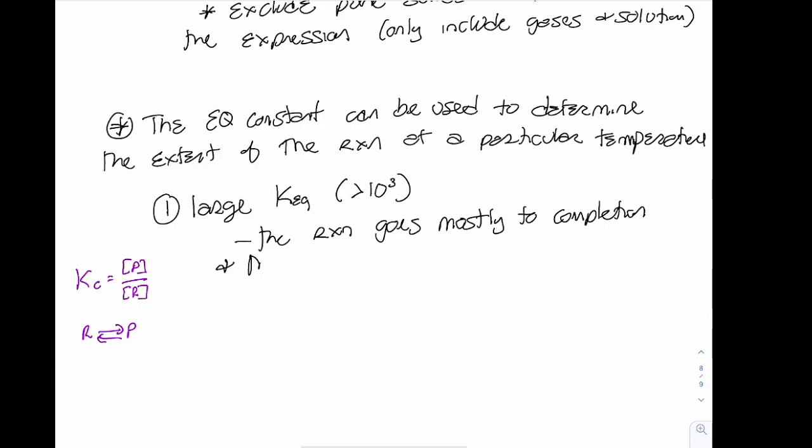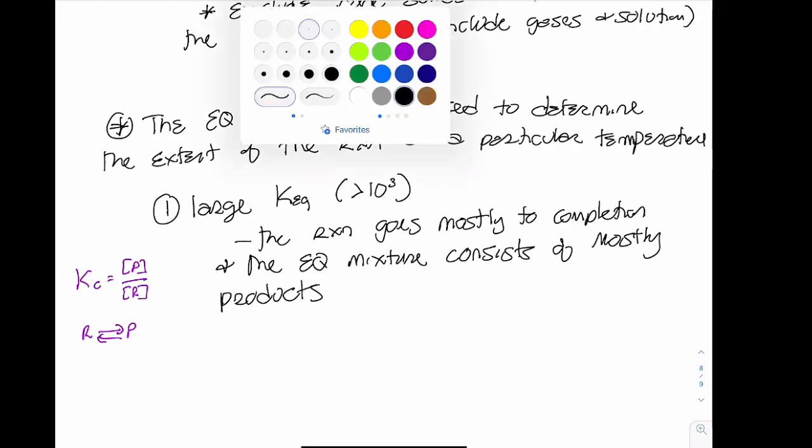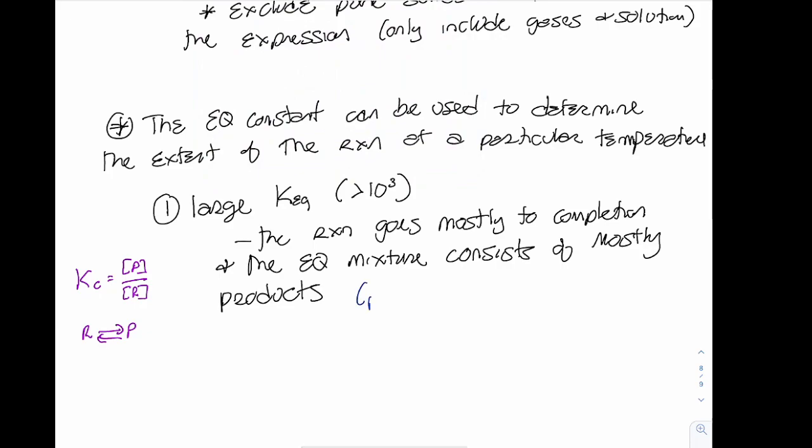And the equilibrium mixture, remember at equilibrium we have both reactants and products, but if the value for the equilibrium constant is big, the equilibrium mixture contains mostly products. The number on the top here is bigger than the number on the bottom, so I can get a large value. So the equilibrium mixture consists of mostly products. Another way to say that is that it's a product favored reaction.